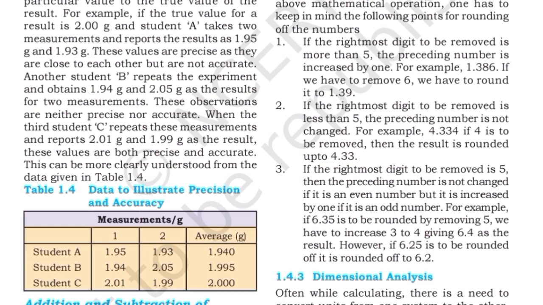If the rightmost digit to be removed is 5, then the preceding number is not changed if it is an even number, but it is increased by 1 if it is an odd number. For example, if 6.35 is to be rounded off by removing 5, we have to increase 3 to 4, giving 6.4 as the result. However, if 6.25 is to be rounded off, it is 6.2.